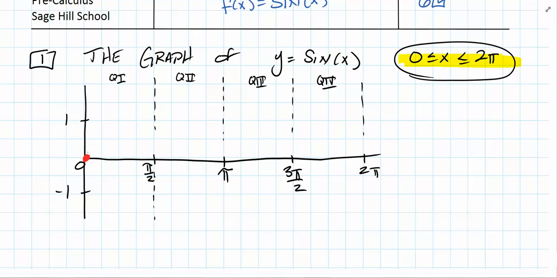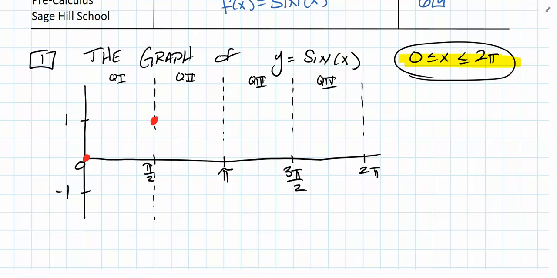How about at pi over 2? What's the sine of pi over 2? 1. Very good. Look on your unit circle, right? Think about 90 degrees straight up. 0, 1. The y value is 1. Okay, so that means at pi over 2, we have a value of 1. So the input is pi over 2. The output is 1.